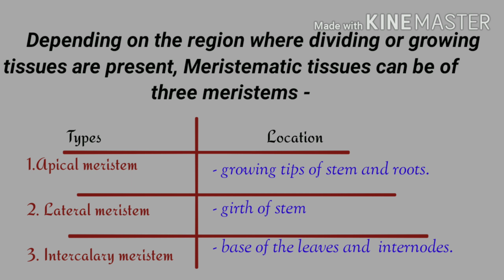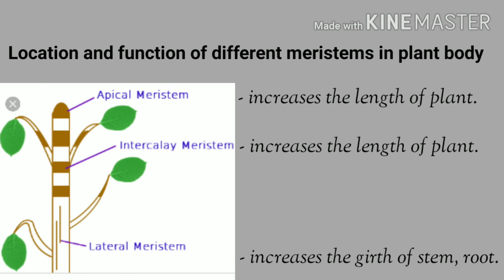Depending on the region where dividing or growing tissues are present, meristematic tissue can be of three meristems: apical meristem, which is present in the growing tips of stem and roots; lateral meristem, which is present in the girth of stem; intercalary meristem, which is present in the base of the leaves and in their nodes. From the given figure, we can easily see the location and function of different meristems in the plant body. Apical meristem increases the length of the plant. Intercalary meristem increases the length of the plant. Lateral meristem increases the girth of stem and roots.